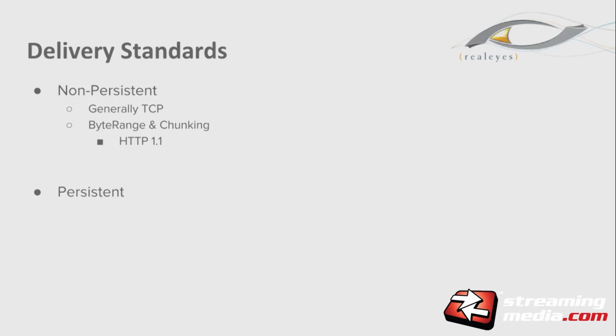So these also are based off of connections as well. Non-persistent, that's what we have today as our primary. That's generally TCP based. There is also byte range and chunking. So that's going to be HTTP 1.1. And that starts to cross the barrier even a little bit, the HTTP chunking, a little bit into some persistent stuff, which we're going to see.